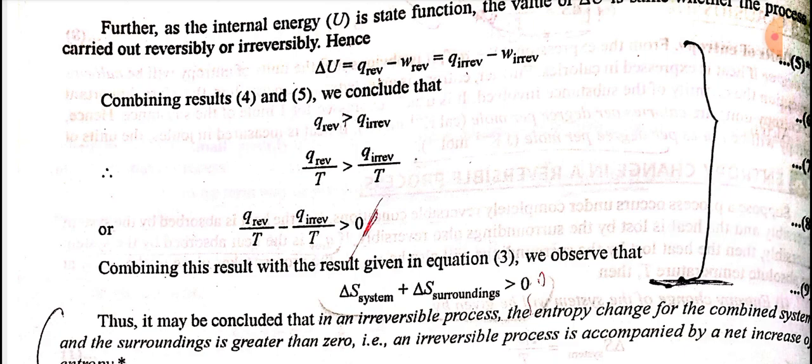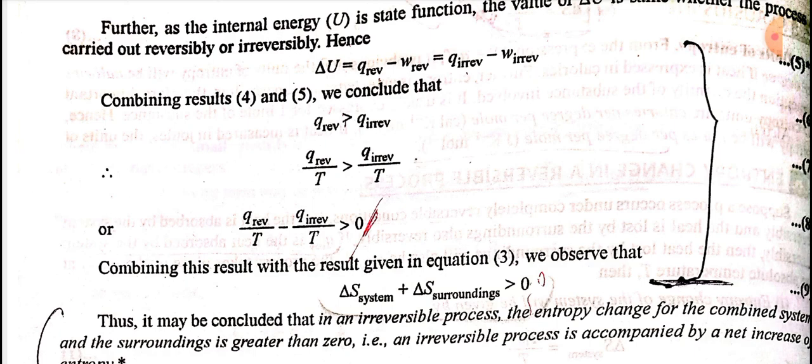Further, U is the internal energy. U is a state function. Its value of delta U is the same whether the process is carried out reversibly or irreversibly. Hence delta U is equal to Q reversible minus W reversible is equal to Q irreversible minus W irreversible. Combining results 4 and 5, we conclude that Q reversible is greater than Q irreversible.